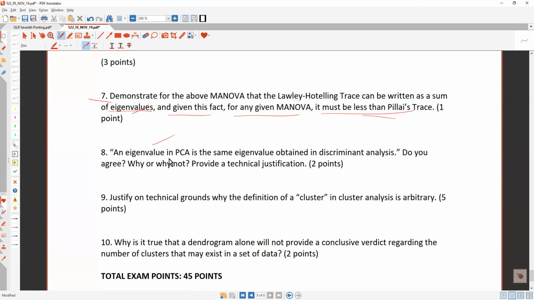Okay. An eigenvalue in PCA is the same eigenvalue obtained in discriminant analysis. Do you agree? Why or why not? Provide a technical justification.